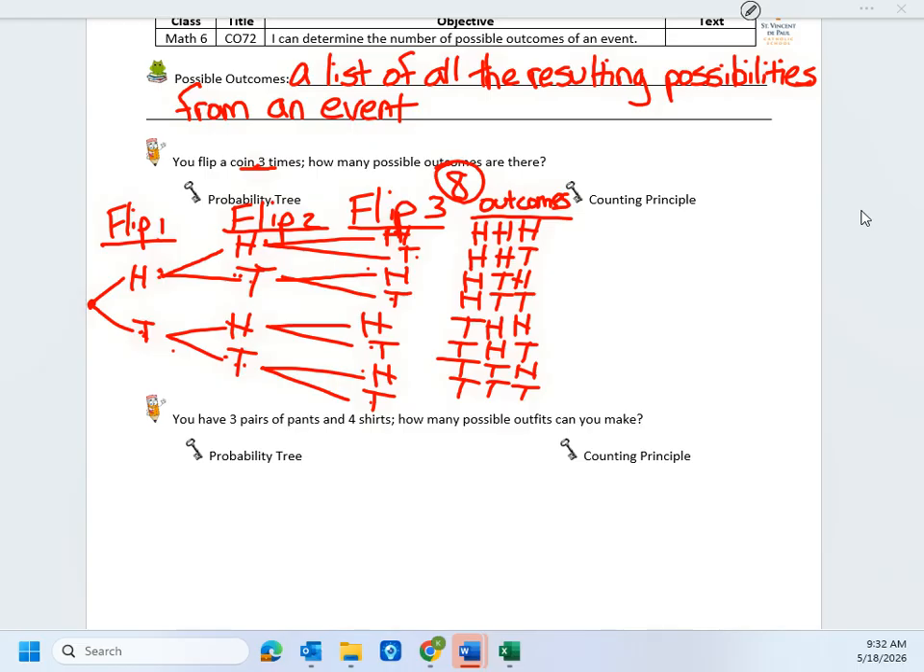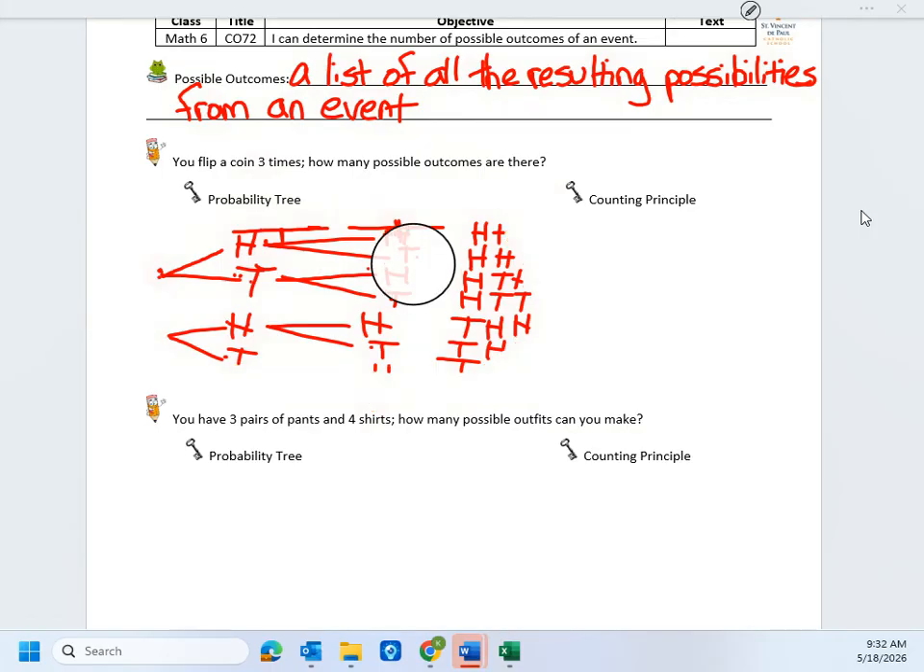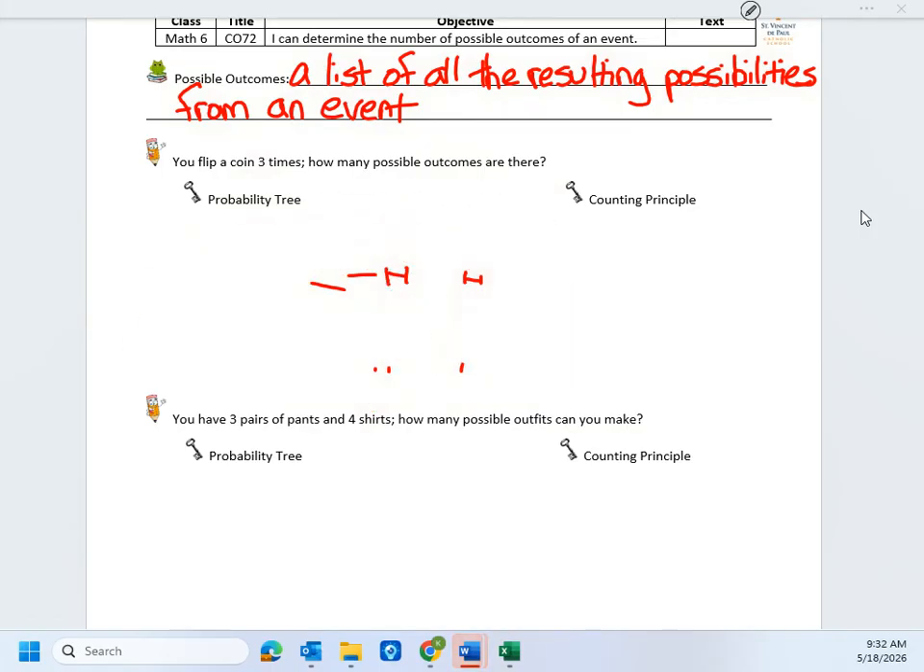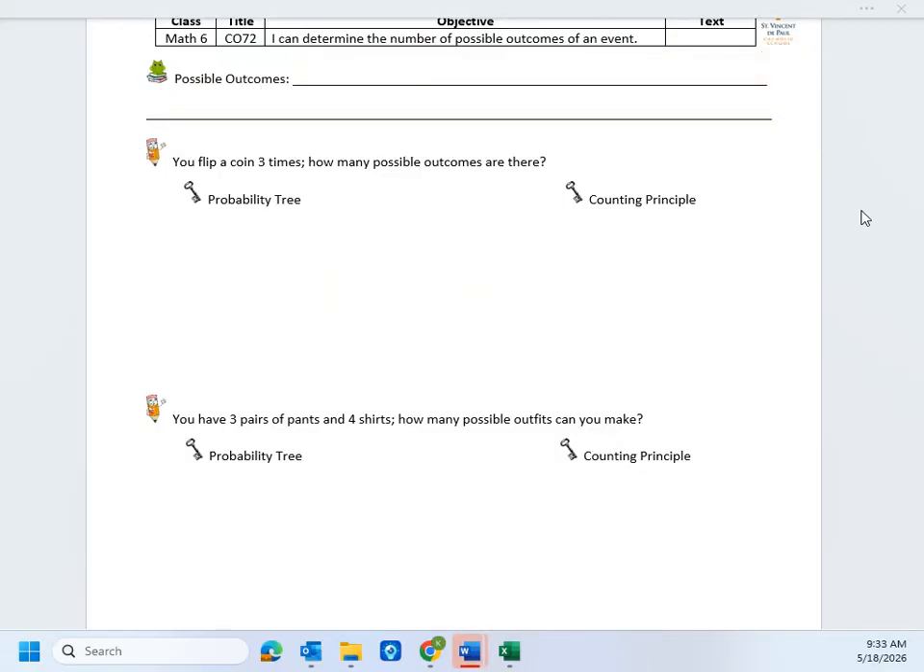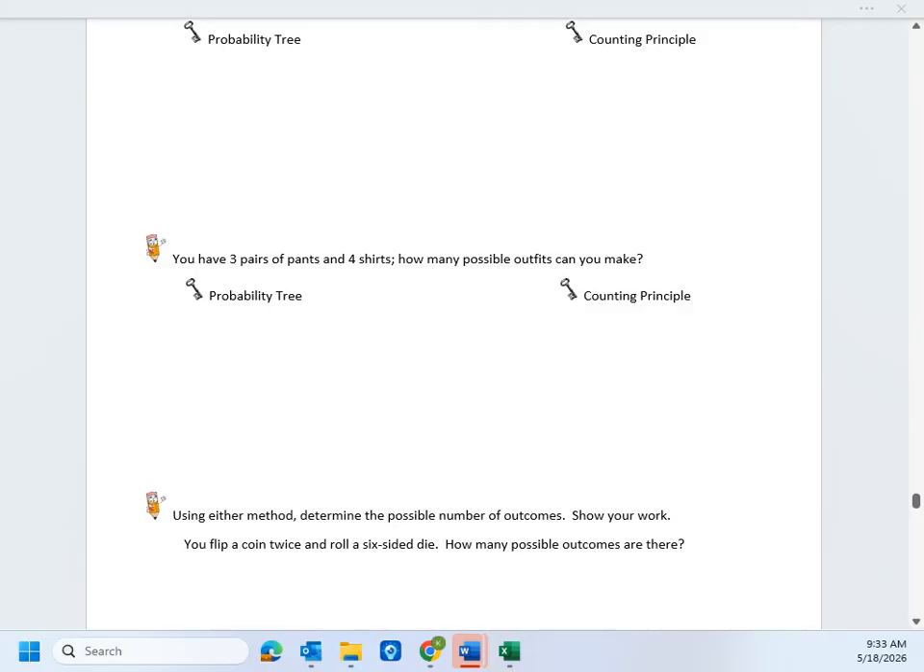Now let's do the probability tree with our articles of clothing. We have 3 pairs of pants and 4 shirts. How many possible outfits can you make? How many events do we have happening here?